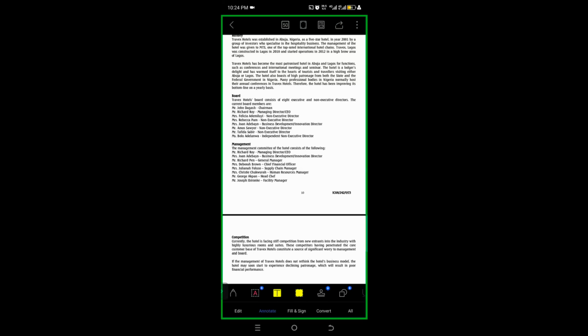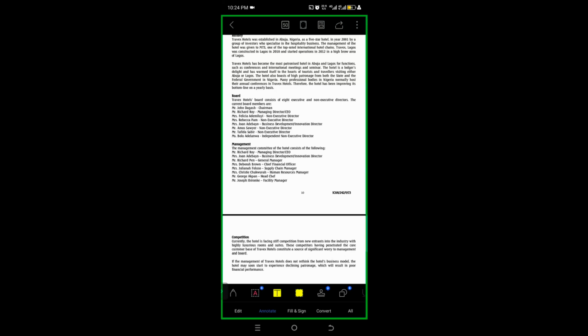Because they follow the Code of Corporate Governance and the regulations guiding the formulation of the board of directors. Apart from that, they have the composition of executive directors, non-executive directors, and independent non-executive directors. So we can say that Travis Hotel has a balanced board composition.